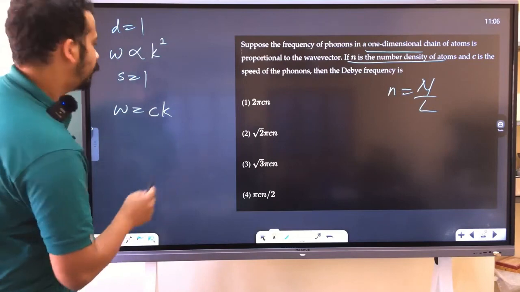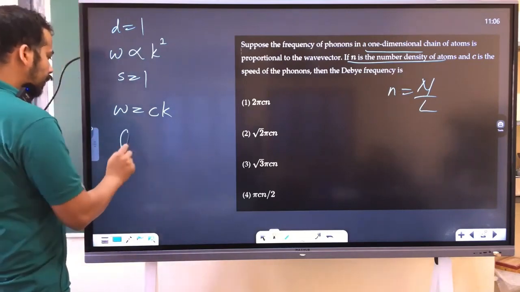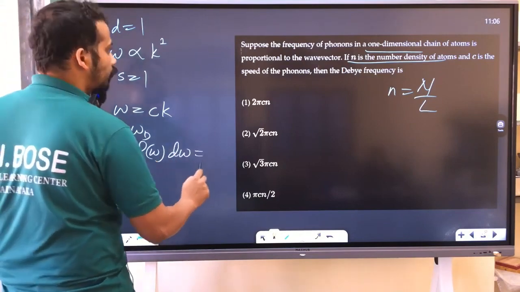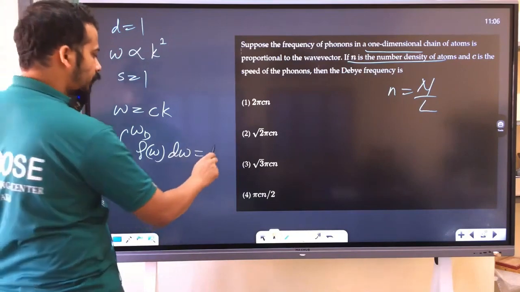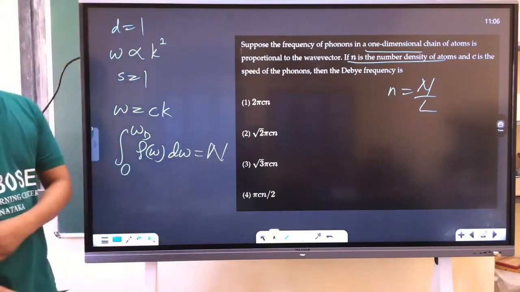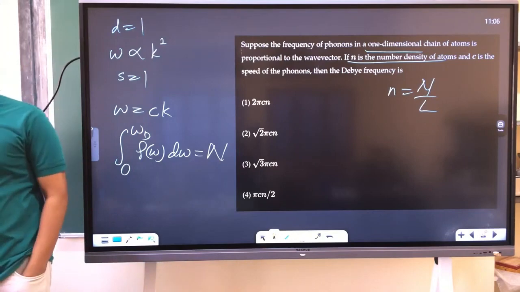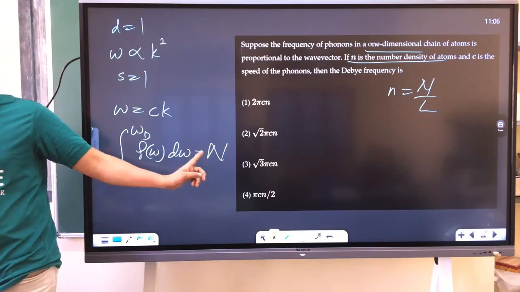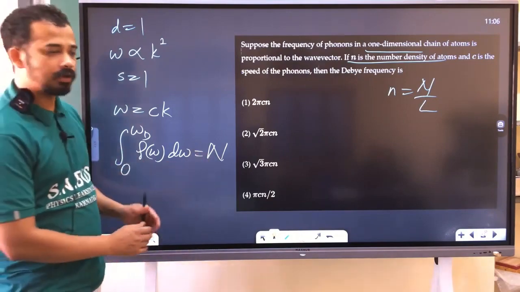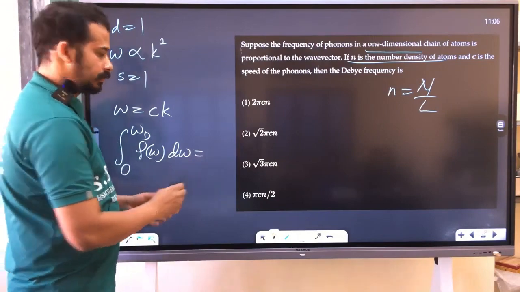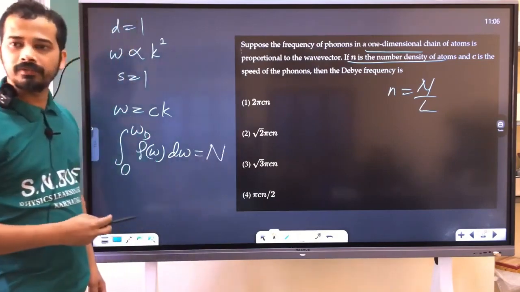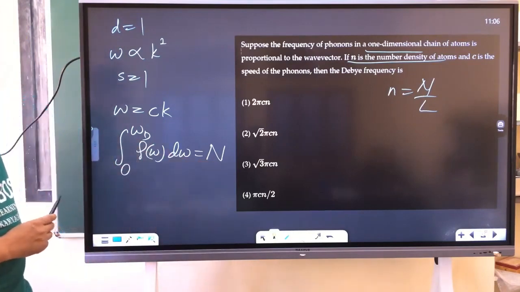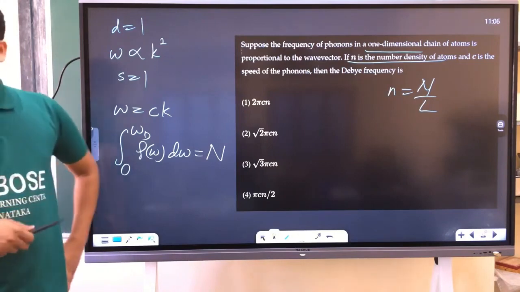Then the Debye frequency. How do you define Debye frequency? The integral from 0 to omega D of rho of omega d omega is equal to, for a one-dimensional chain, only N actually. That's what I'm guessing. What do you think? Because in one dimension particles can move in only one direction, only one degree of freedom for each atom. This is the total number of degrees of freedom or total number of modes. So this is just N here. Don't throw in any factor of 3 or something.